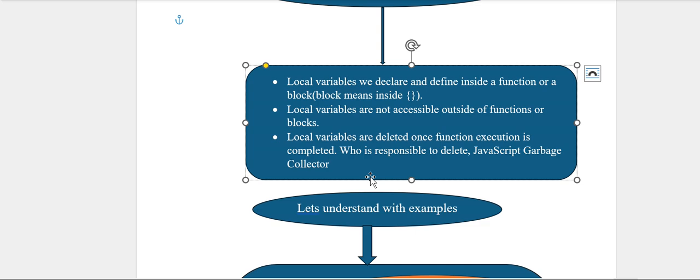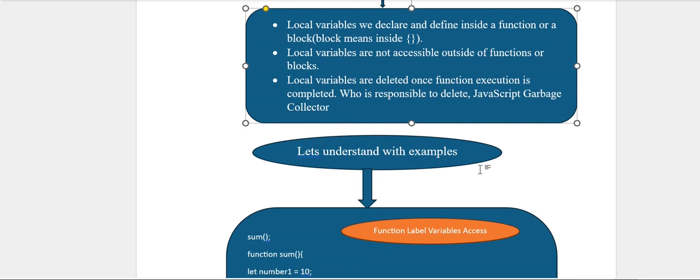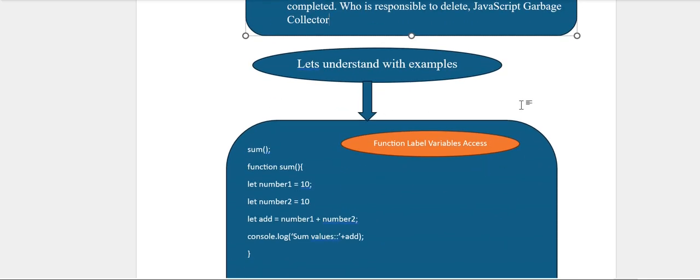Okay, and who is responsible for deleting local variables or functions? That is the JavaScript garbage collector. Okay, and then we will try to understand this with an example.